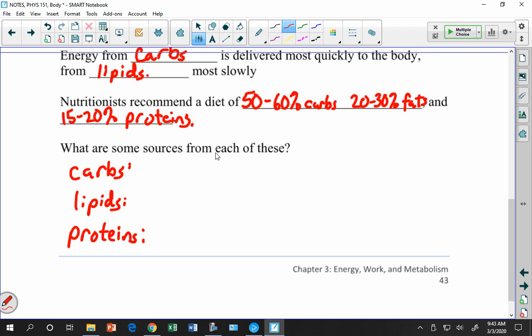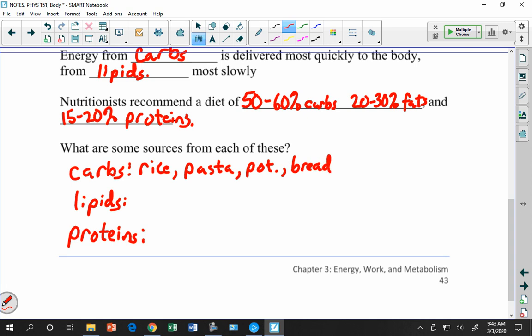What are some carb sources? Okay, yeah, plants. What type of food items though? Rice, pasta, potatoes. I'm just going to abbreviate. I don't know how to spell potatoes, but it's not "hot" like you think of. It's just potatoes. Bread, that's what I said.